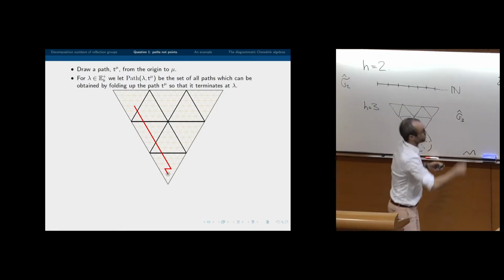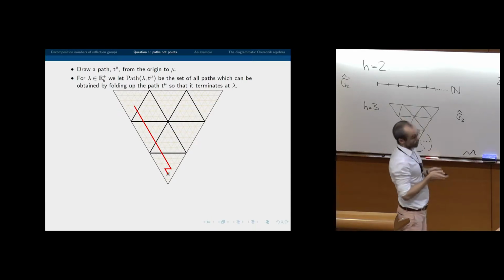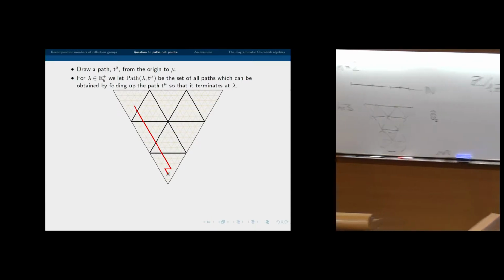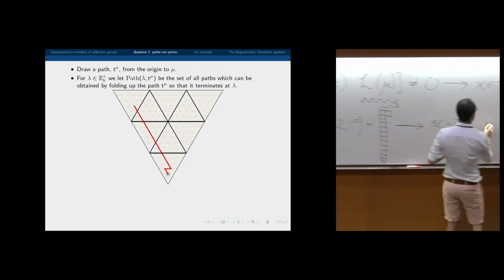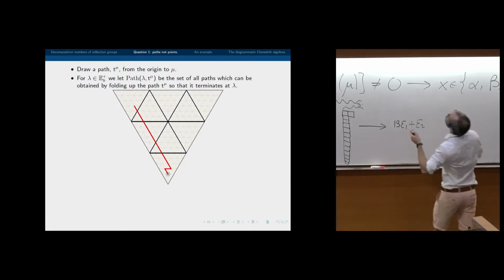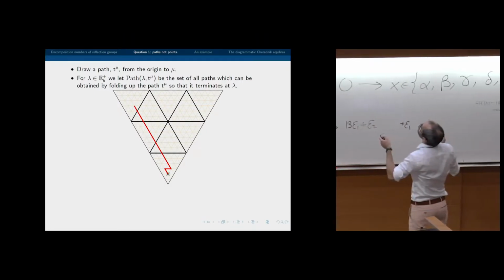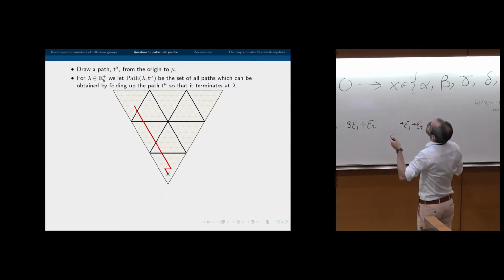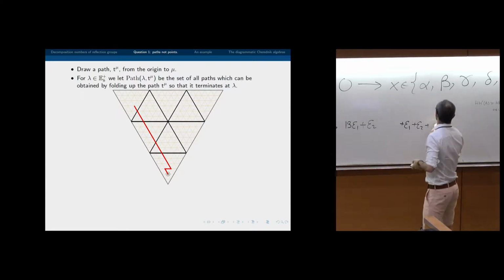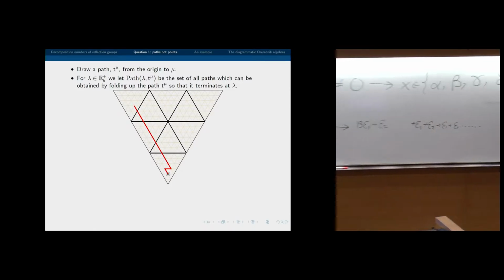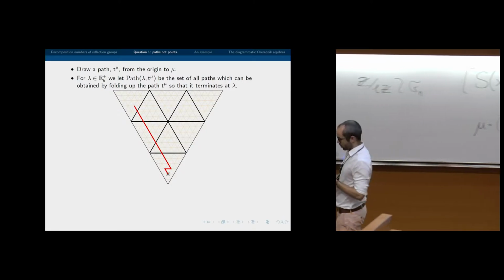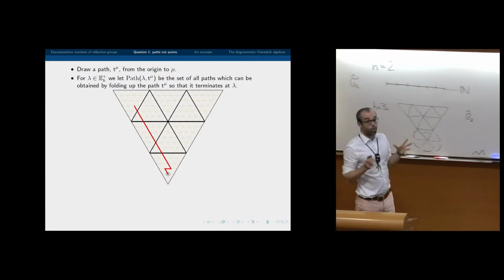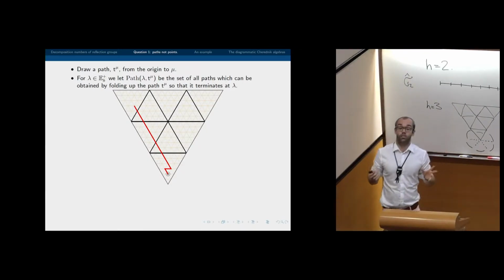I go 13 and then 1. And how do I do it? Well, the path I actually use is I go plus epsilon 1. So that's going in that direction. Ding. And then I do plus epsilon 2. And then that takes me there. And then I've just got a bunch of epsilon 1s. So that's the path I start with, t mu. So I fix this path. Now I want to consider all paths I can obtain by reflecting it towards the origin.